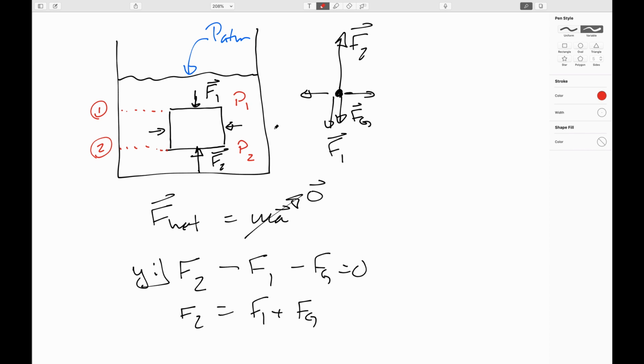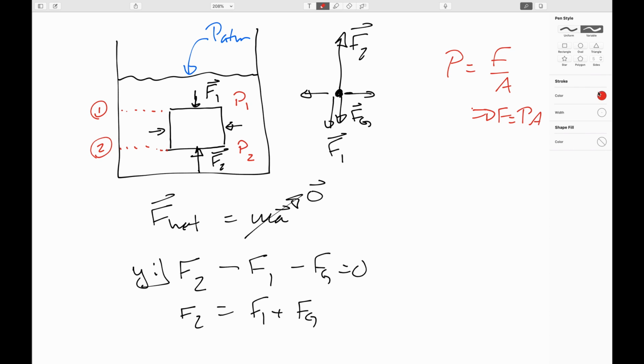So we know that anywhere at this depth, the pressures have to be the same. But the pressures don't have to be the same between depths. And we remember our definition of pressure was the force over the area. So we can rework that to say that the force is equal to the pressure times the area.